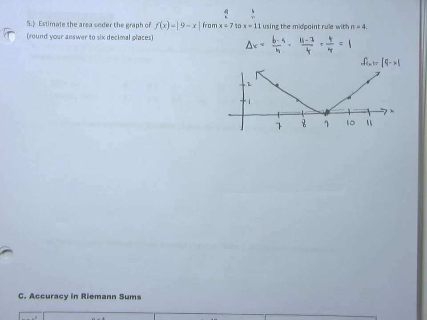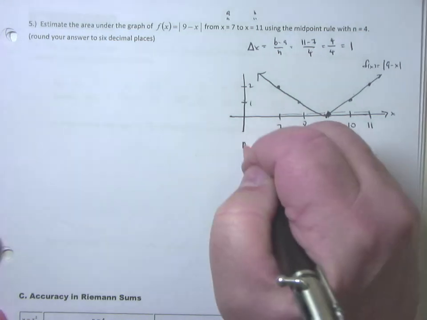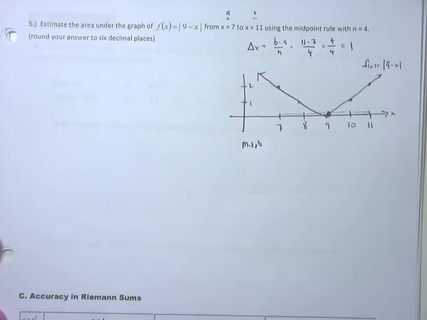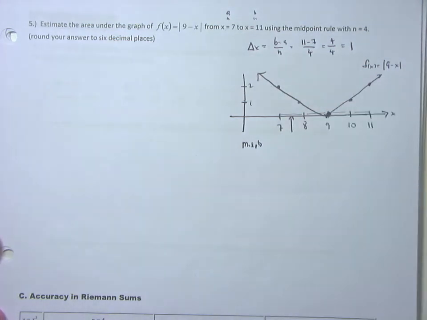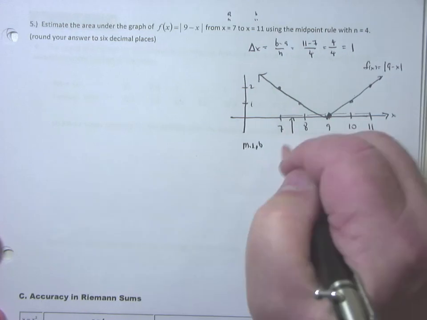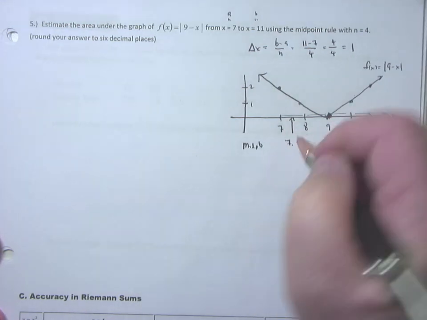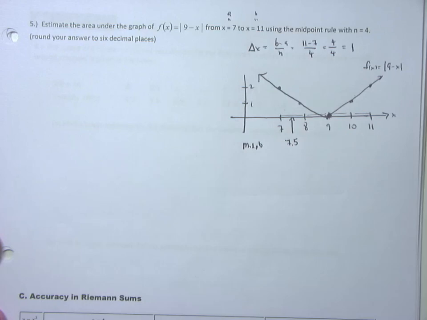But now we're supposed to do a midpoint Riemann sum. So we need to find the midpoints for each one of our partitions. Between 7 and 8, we're engineers in here, so what's the number between 7 and 8? Yeah, you can take 15 halves if you want to, but I'm going to go to 7.5 because I'm going to be plugging this stuff into this function, so I might as well go decimals on it.